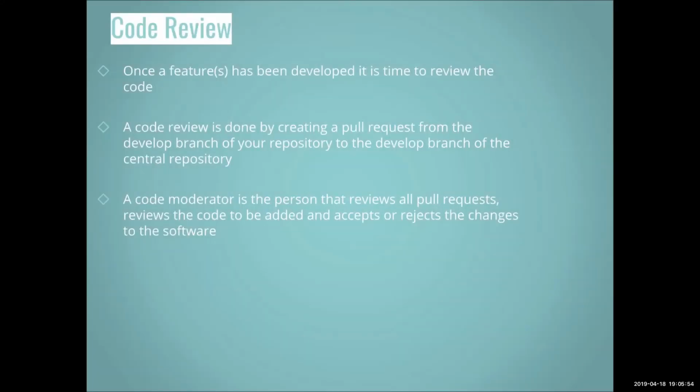So once the feature has been developed, it is time to review the code. Code review is done by creating a pull request from the develop branch of your repository to the develop branch of a central repository on GitHub or Bitbucket or GitLab. A code moderator is the person that reviews all pull requests and reviews the code to be added and accepts or rejects the changes to the software.